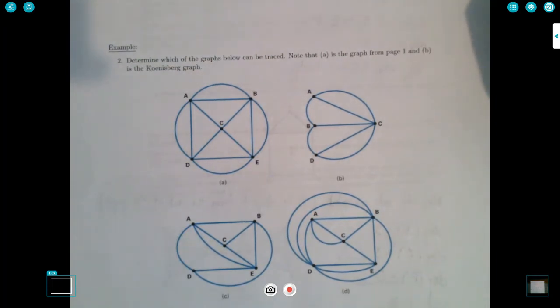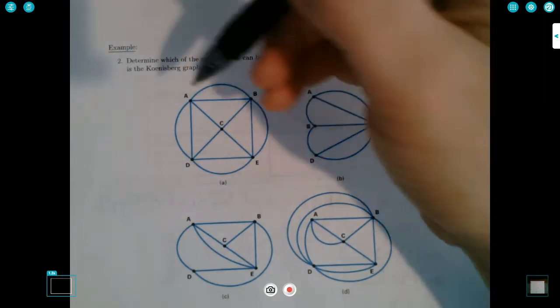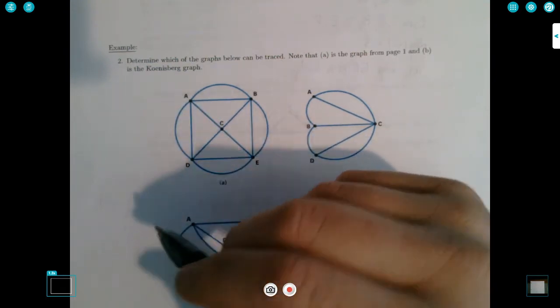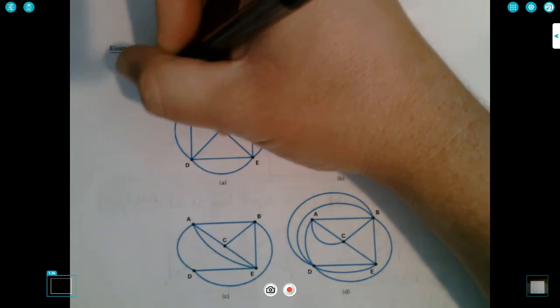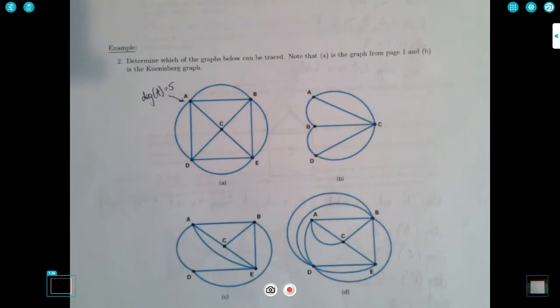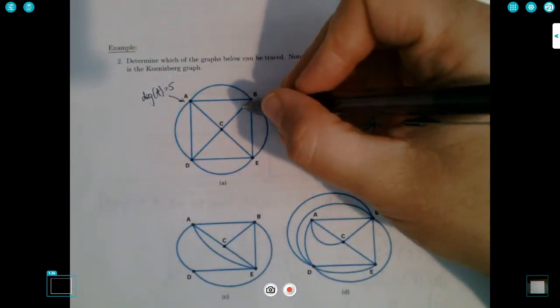Okay, so determine if the graphs can be traced. So remember, if the graph can be traced, then each vertex has to be even. You can have 0 odd vertices, or you could have 2 odd vertices, but you can't have any other number of odd vertices. Okay, so if I look at this one, I've got 1, 2, 3, 4, 5 edges coming out of it. Now that's not necessarily game over, because you can have 2 odd vertices and the graph is still traceable.